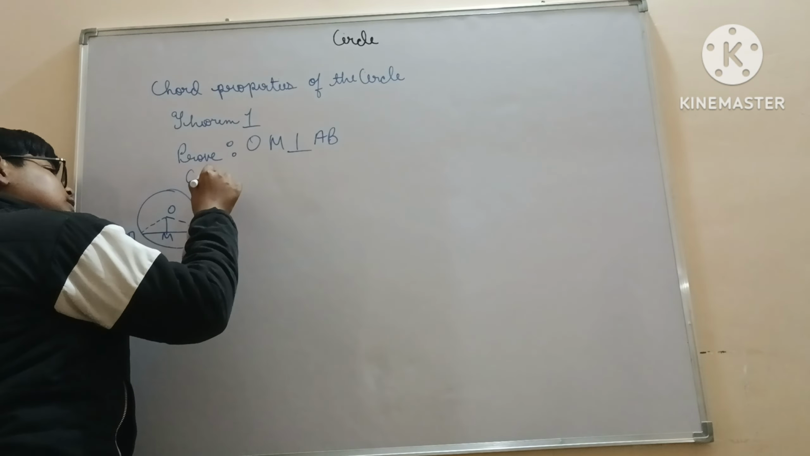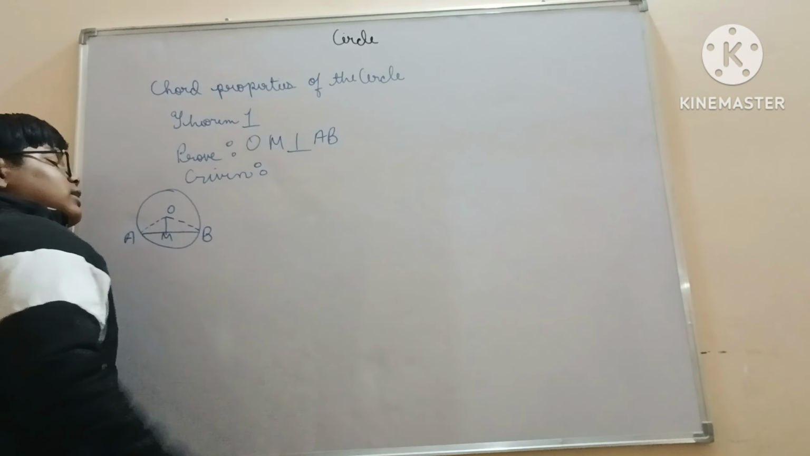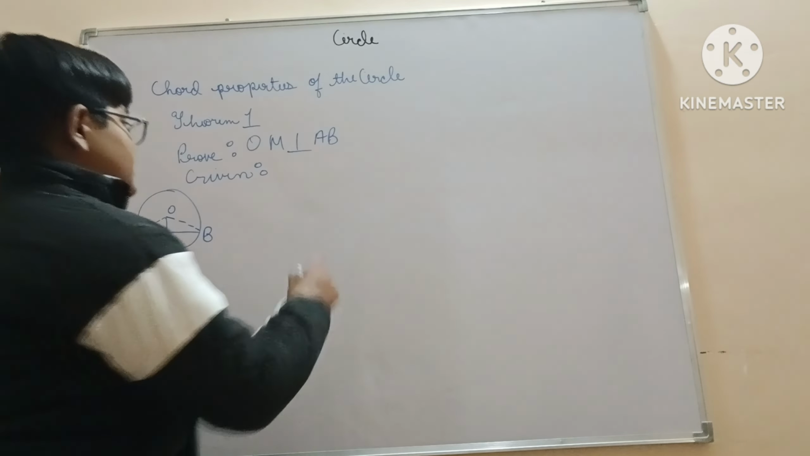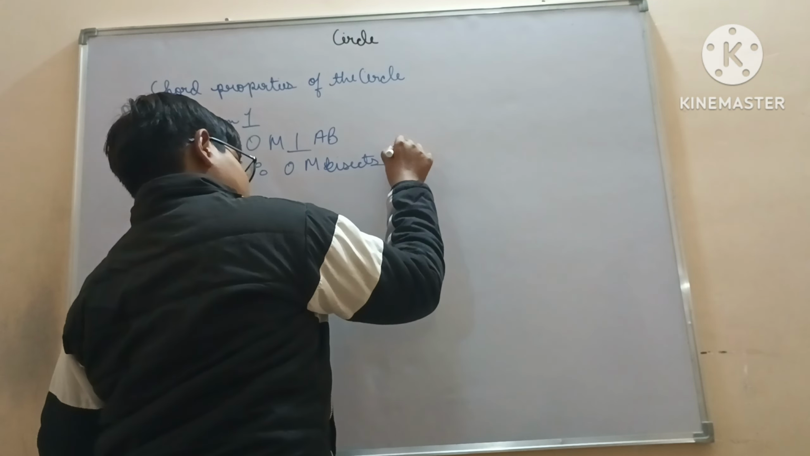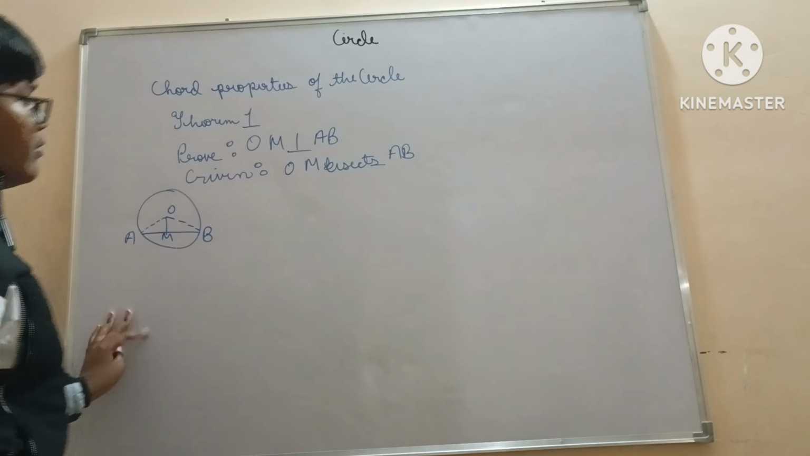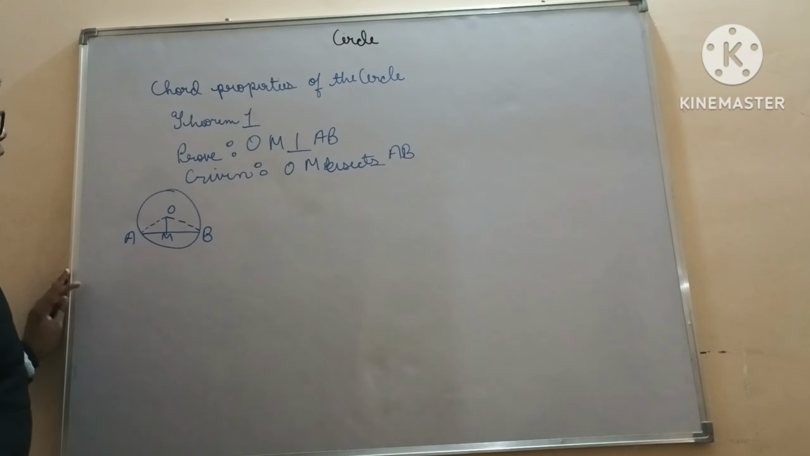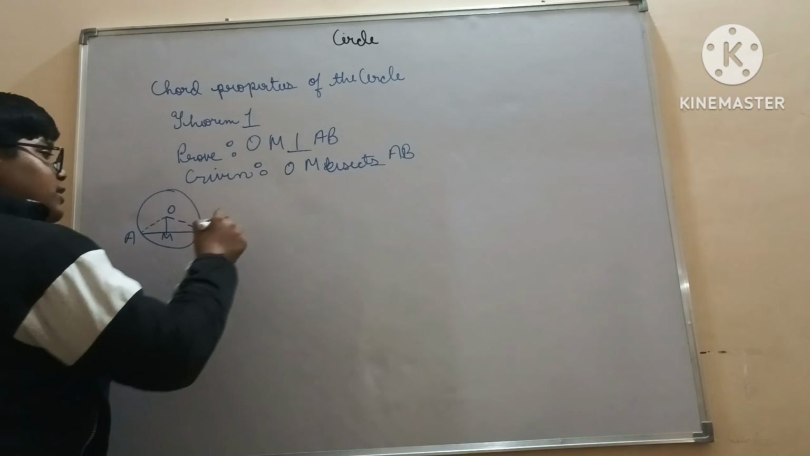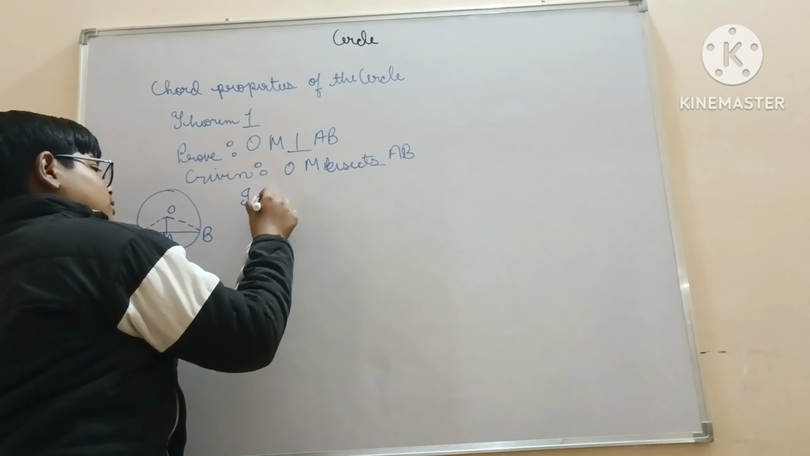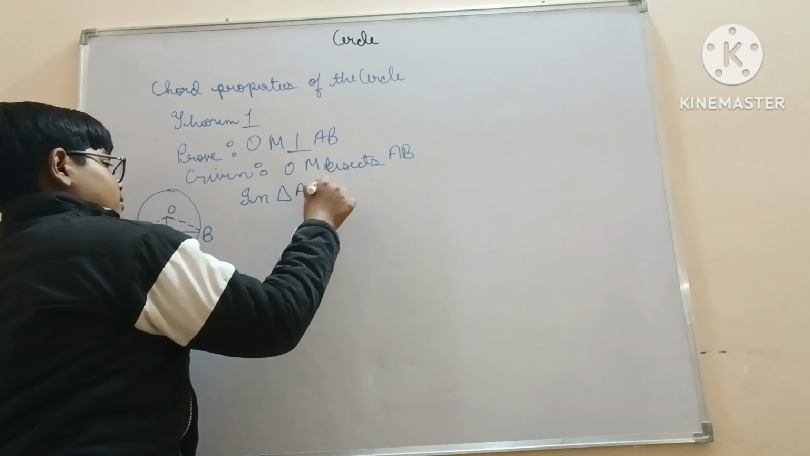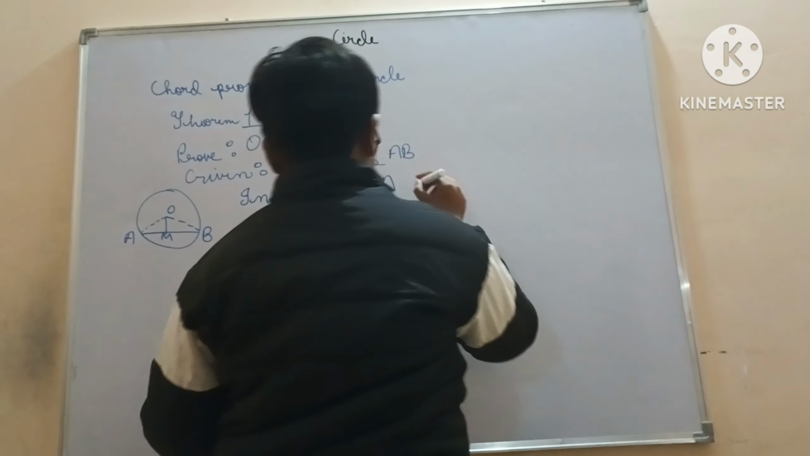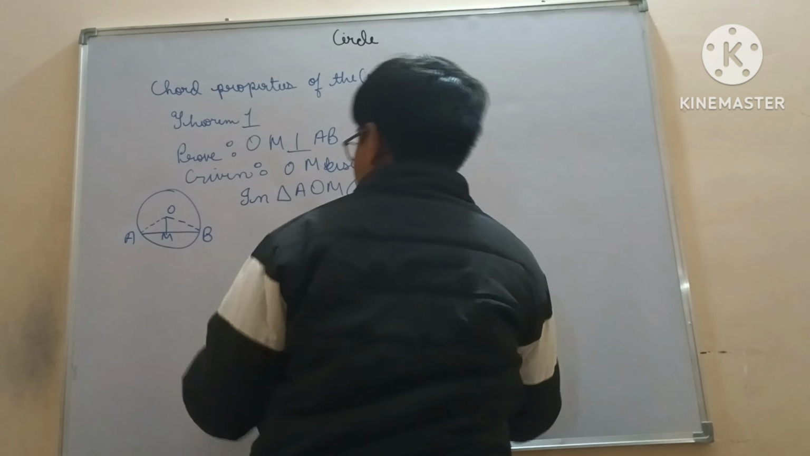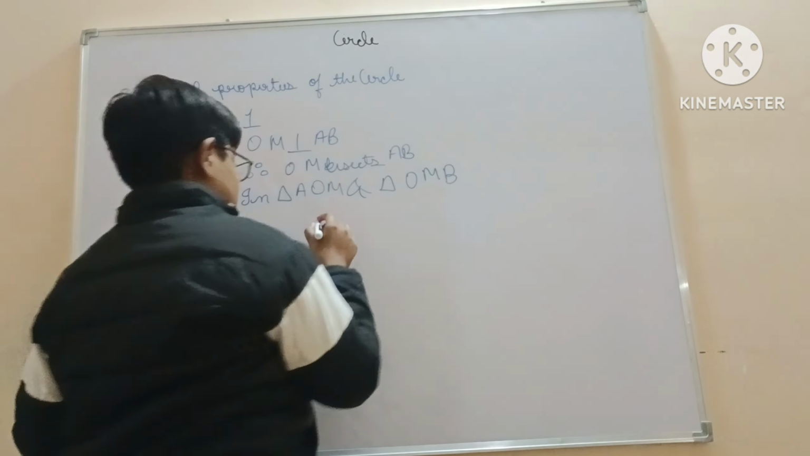and it is given to us that OF bisects AB. So now we will first prove that both the triangles are congruent. In triangle AOM and triangle OMB, we can say that OF is equal to OF.